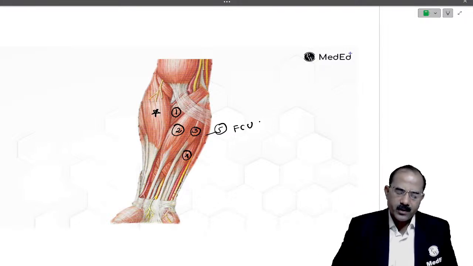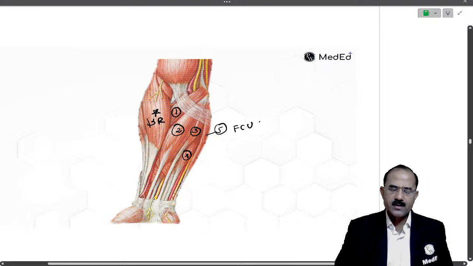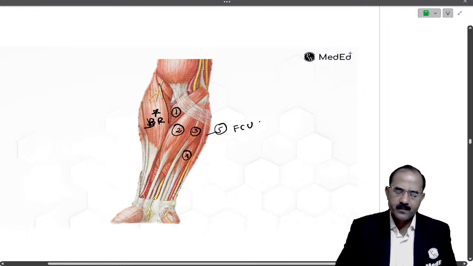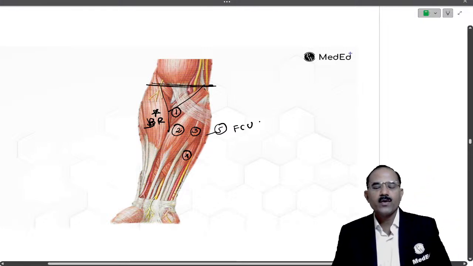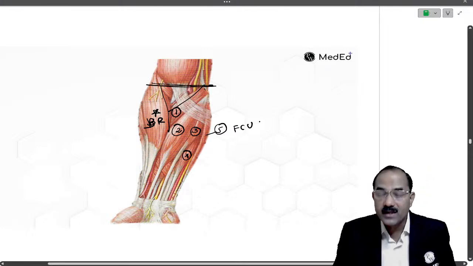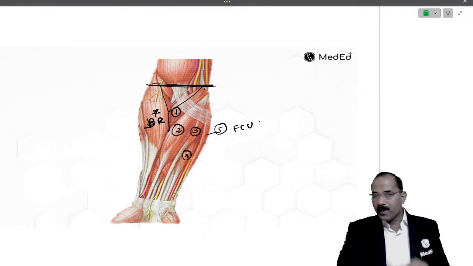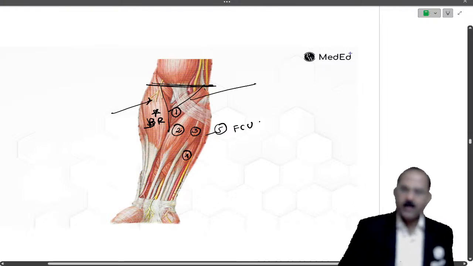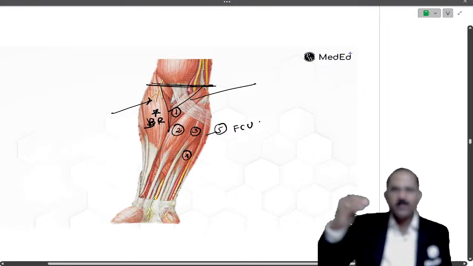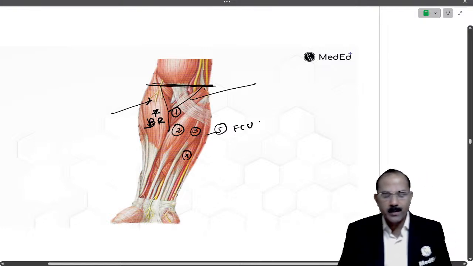Yes, this is the brachioradialis. Brachioradialis, right? So this is the brachioradialis here. This is the pronator teres here, and this is the imaginary line joining the two epicondyles. This is the cubital fossa. So what are the boundaries of the cubital fossa? The lateral boundary is formed by the brachioradialis, the medial boundary is formed by the pronator teres, the base is formed by the imaginary line joining the two epicondyles.